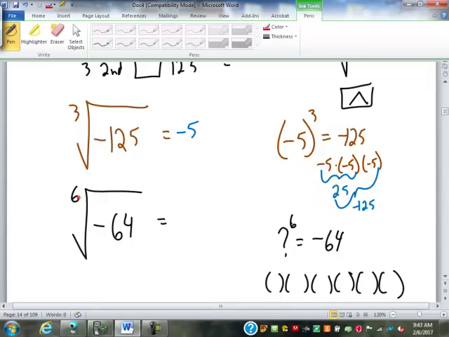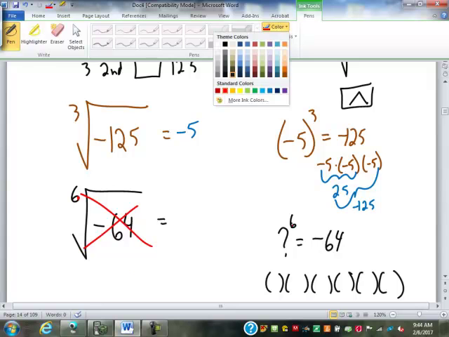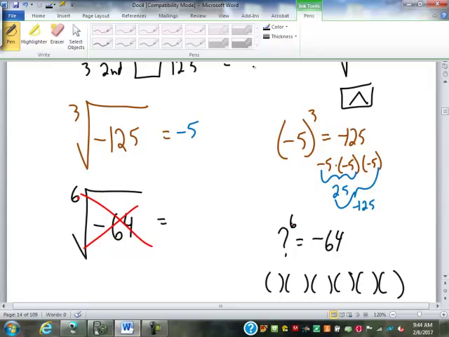So because that's an even index on my root, I cannot do the even root of a negative number. Now they don't have like an i or anything defined for roots other than square roots. At least not unless you get into abstract algebra. Then they get into all that stuff, which we're not going to.